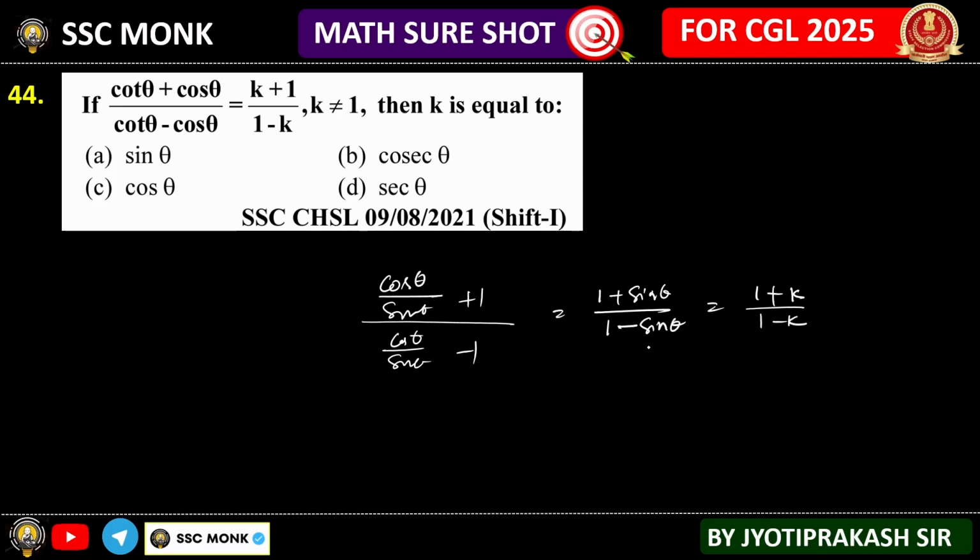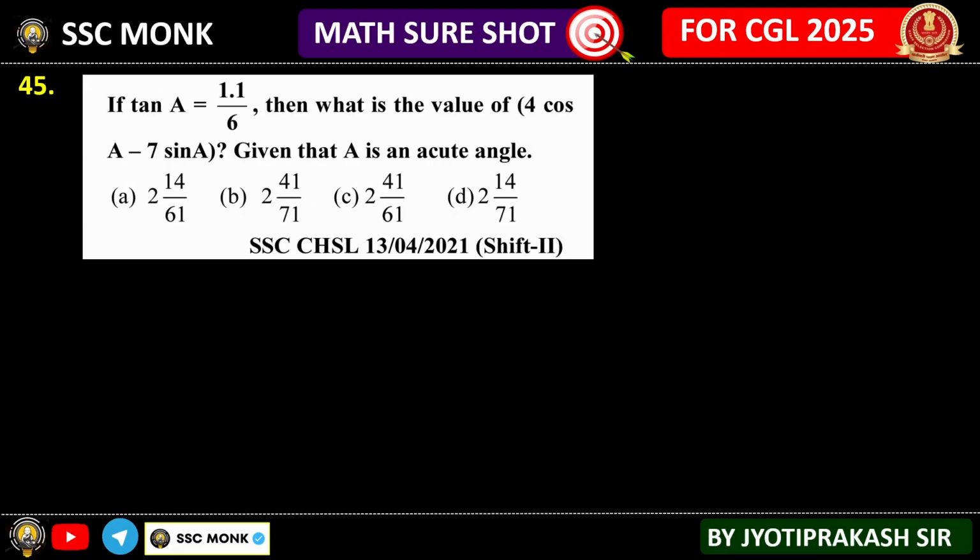So what is the value of k? Sir, value of k is equal to sin theta. Done. If tan A is equal to 11 by 60, then what is the value of 4 cos A minus 7A, given that A is an acute angle?